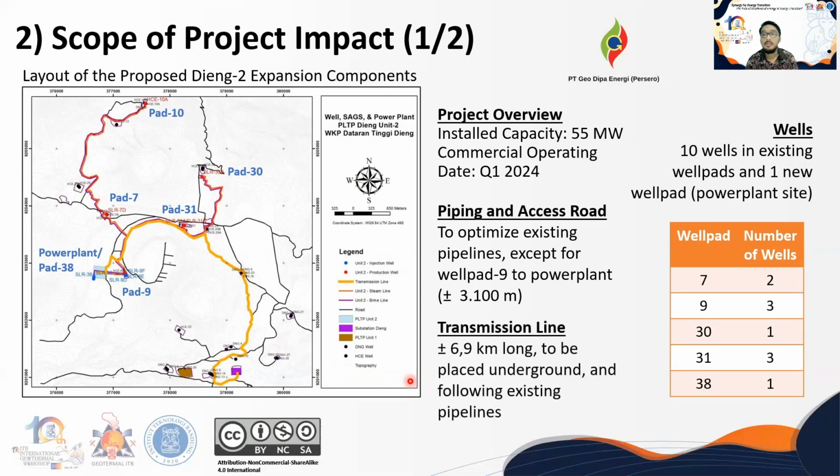There will be a new transmission line, about 6.9 kilometers long. The transmission line will be placed underground and will follow the existing pipelines route. As we can see in the map, the transmission line, shown as the yellowish line here, connects substation Dieng, shown in this violet rectangle, to the power plant site. So this brownish rectangle here is actually our very own Unit 1 Dieng geothermal plant.